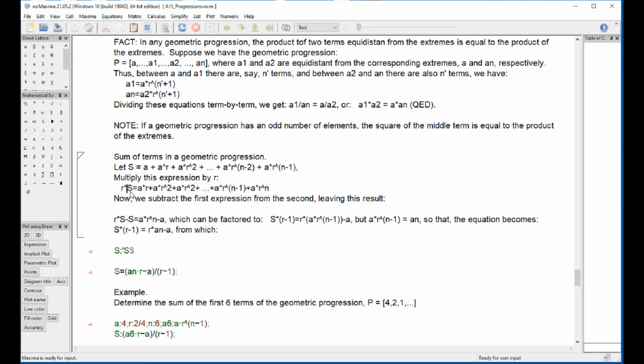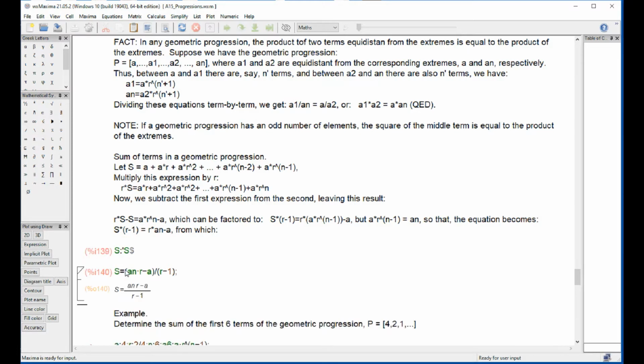If I multiply that by r, I get this result. And then if I subtract this minus this, you get this result. And so the sum of a geometric progression is given by the last term a_n multiplied by the ratio r, subtracted the first term, and divided by r minus 1.